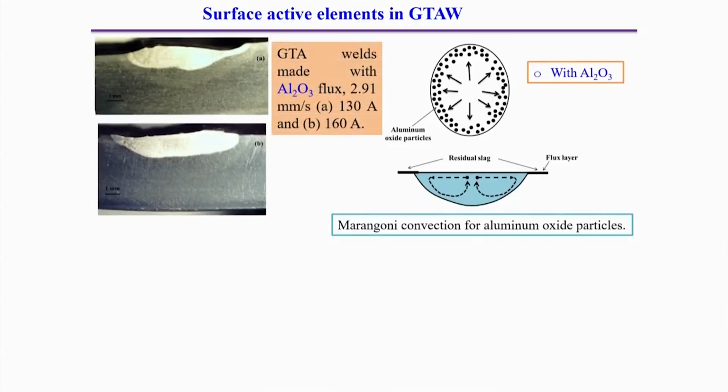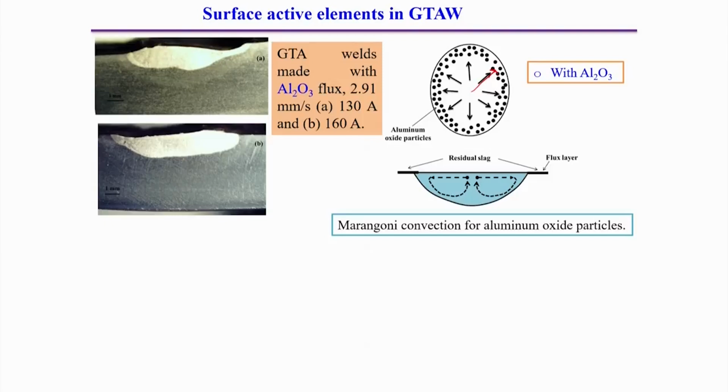So, here, if an optimum quantity of surface active elements is added, then it creates the flow from center points to the outward periphery. With the presence of Al2O3, the liquid metal flows from the center to the outward periphery, and that actually indicates that there is no effect of the surface active elements here. That means it is not the case that all surface active elements, in any quantity, always enhance the weld penetration and reduce the weld width.